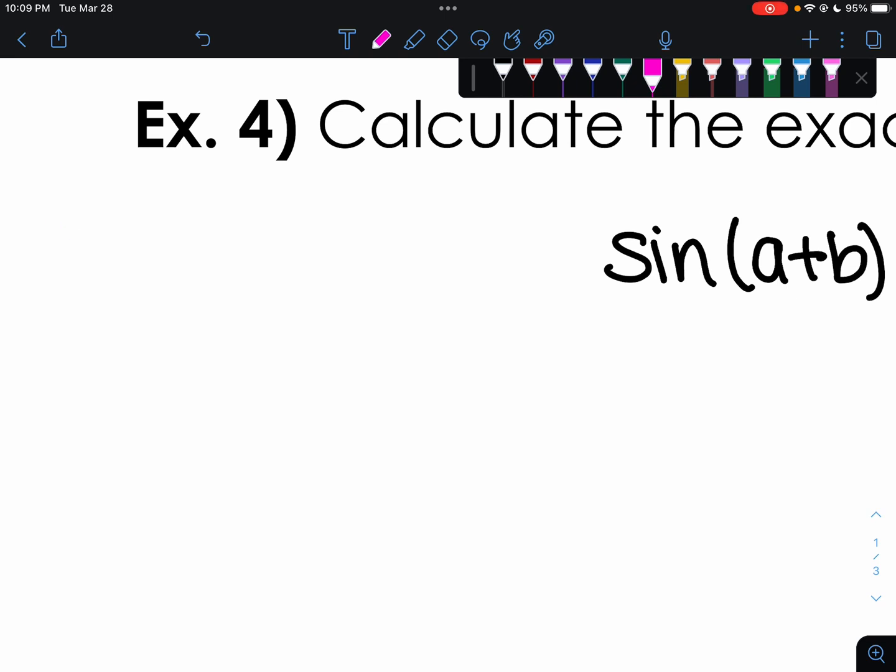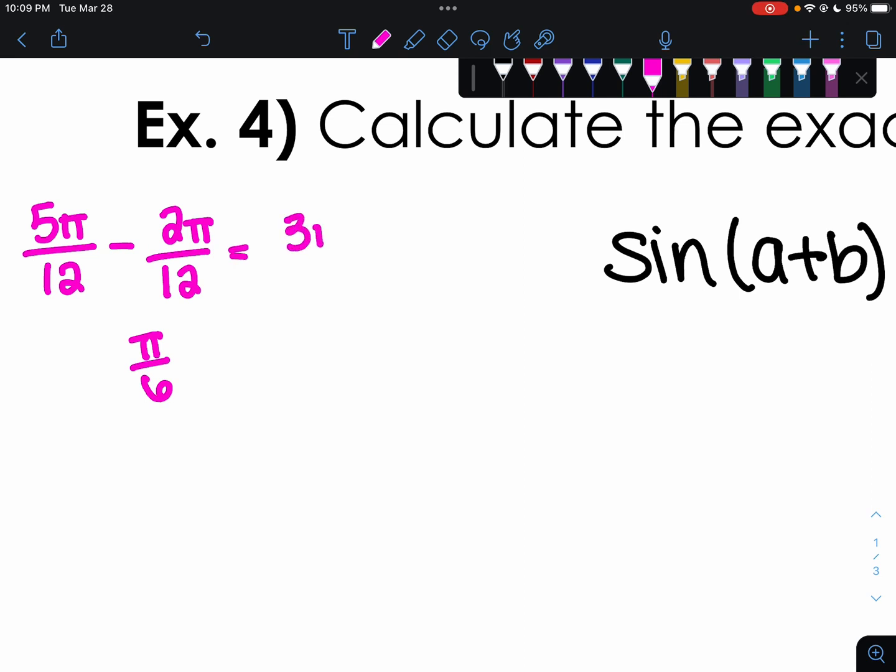So I have 5 pi over 12. I don't know that angle, so I'm going to subtract angles from it. Again, I'm not going to use 1 pi over 12 because I do not know 1 pi over 12. So I'm going to jump to 2 pi over 12, and earlier we talked about 2 pi over 12 being pi over 6. So when I subtract, 5 pi minus 2 pi is 3 pi over 12, so that was pi over 4. Those are the two angles that I'm going to use to add to get me 5 pi over 12.